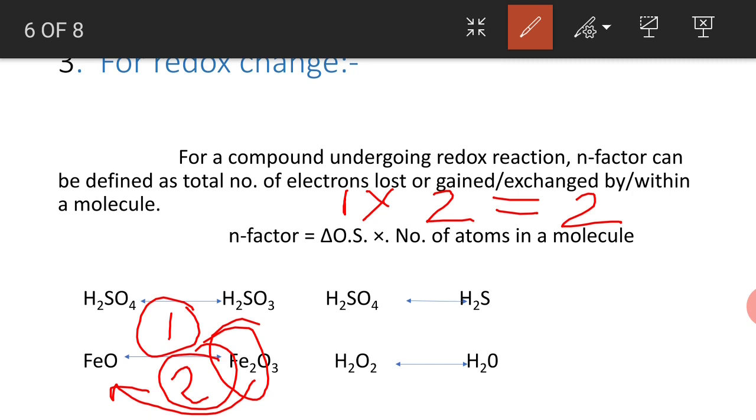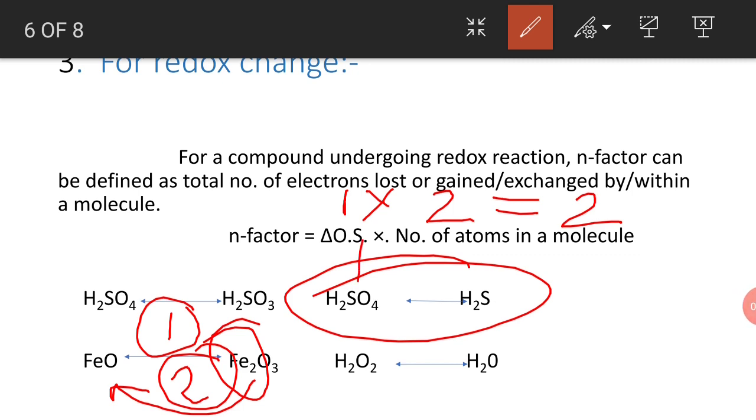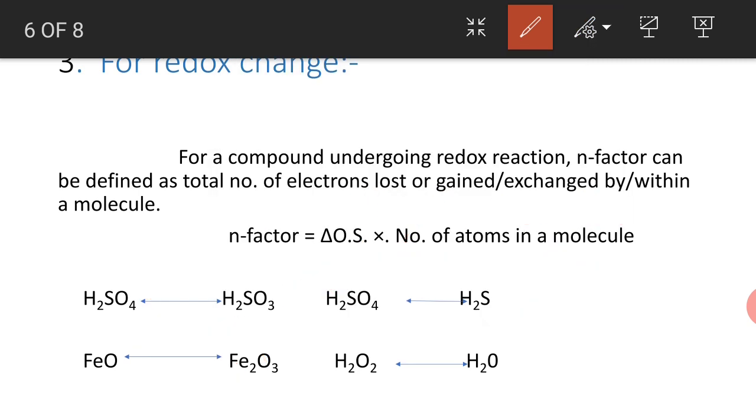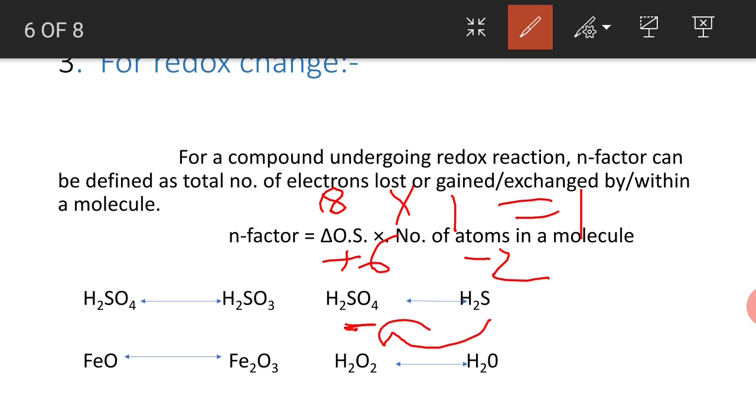Next, when I talk about H2SO4 to H2S, here H2SO4 has a +6 oxidation state and here it is -2. So the change in oxidation state is 8, and the number of sulfur atoms here is 1, so the N factor is 8 for the forward reaction. When we calculate for the reverse reaction, it is the same. Here the forward and backward reactions have the same N factor.